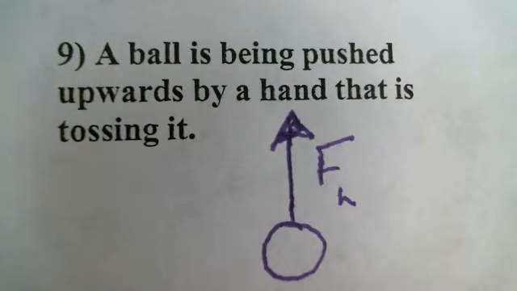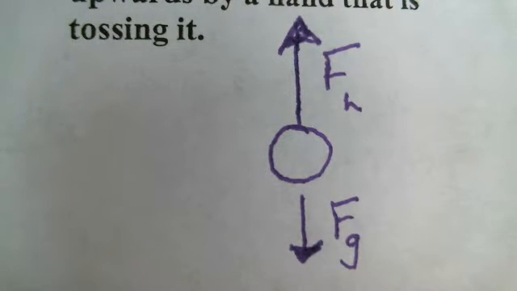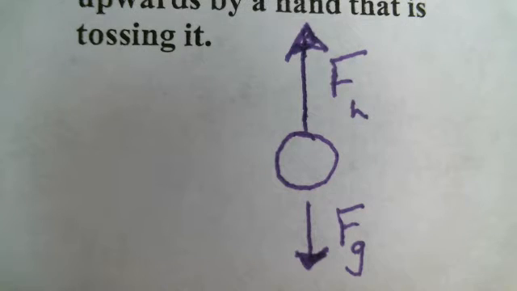Number 9. A ball is being pushed upwards by a hand that is tossing it. So we have to show 2 forces, the force of the hand and the force of gravity. Both of them are acting on the ball at the very same time. The ball has not left the hand at all. Since it is being tossed upwards, that must mean that the force of the hand is bigger than the force of gravity. And so we draw it with an arrow longer going up. F with a subscript H for hand, F with a subscript G for gravity.